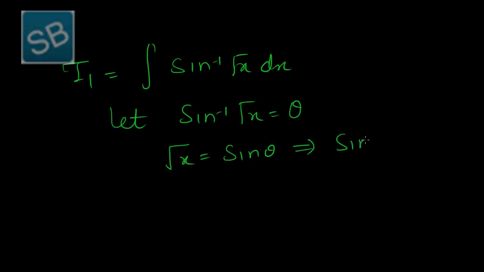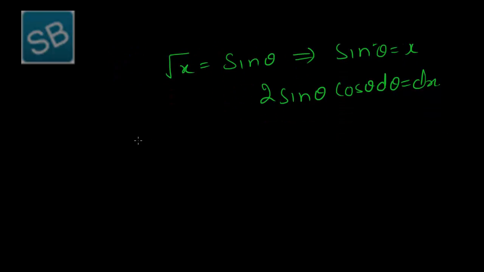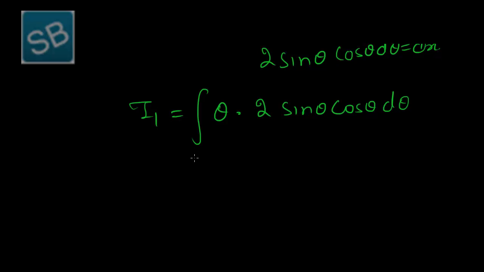That means sine square theta is equal to x. So we have to find the derivative, that is 2 sine theta, and the derivative of sine theta is cos theta, d theta is equal to dx. So we'll replace all the values in I1. So I1 becomes theta, since sine inverse under root x becomes theta, into dx, which is 2 sine theta cos theta d theta. So we get theta into, this is the formula of sine 2 theta.